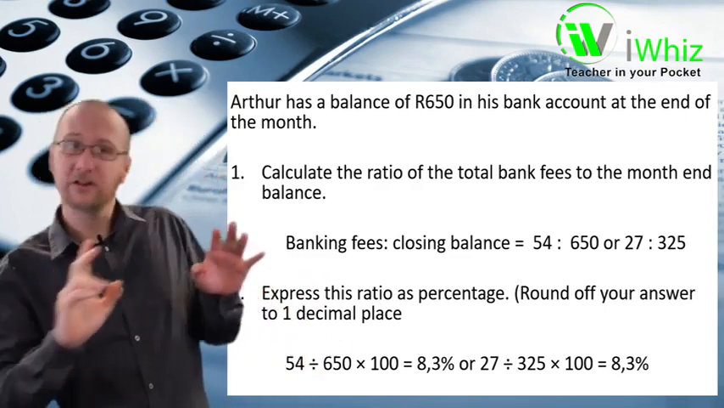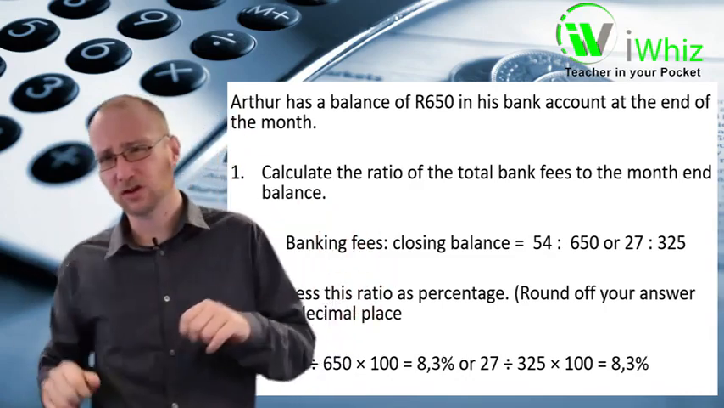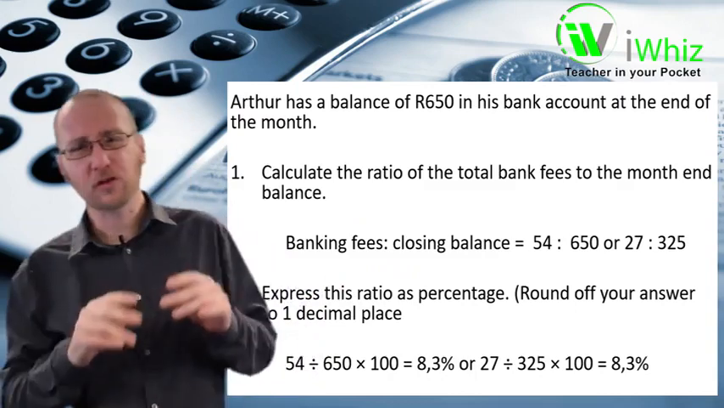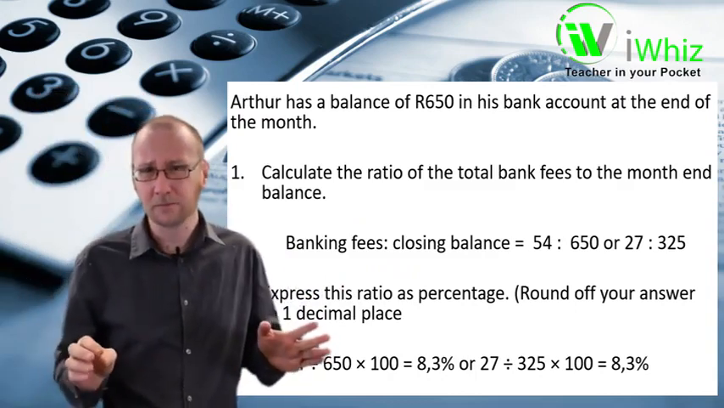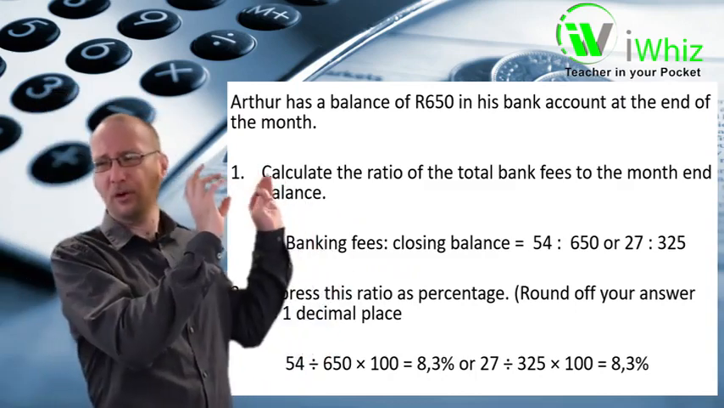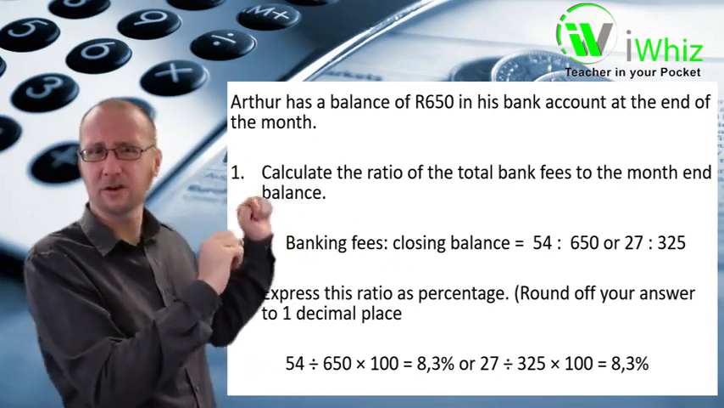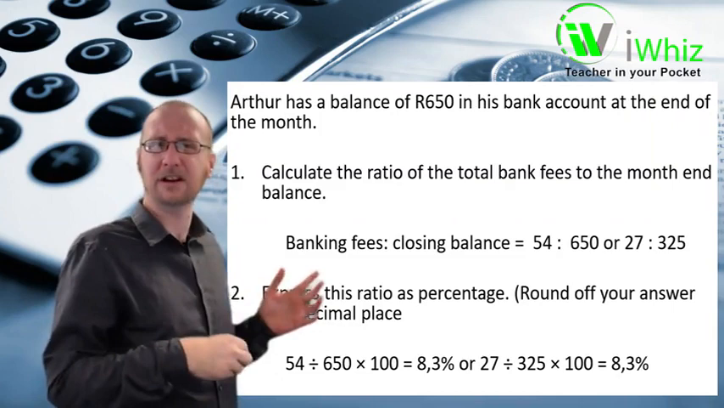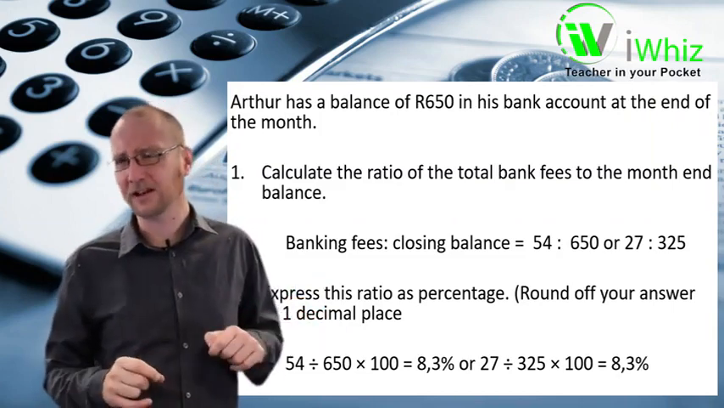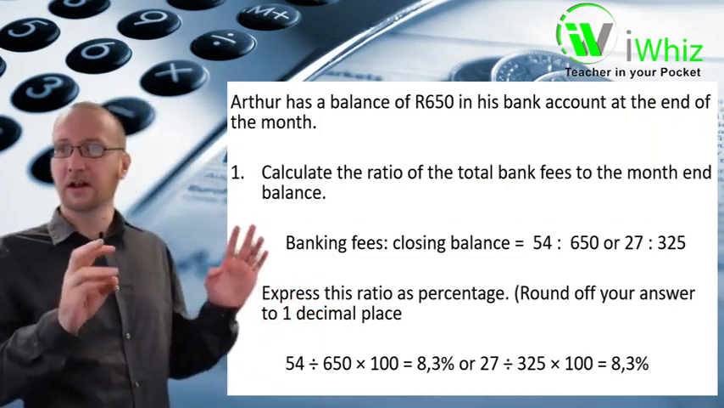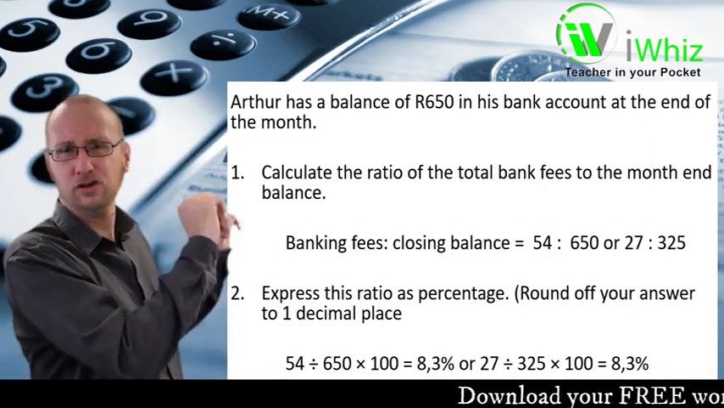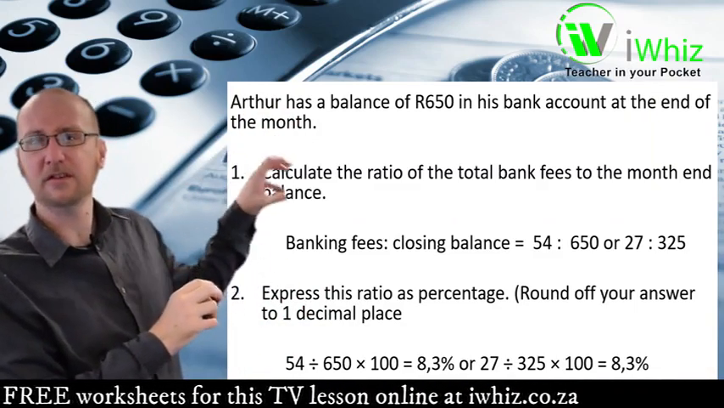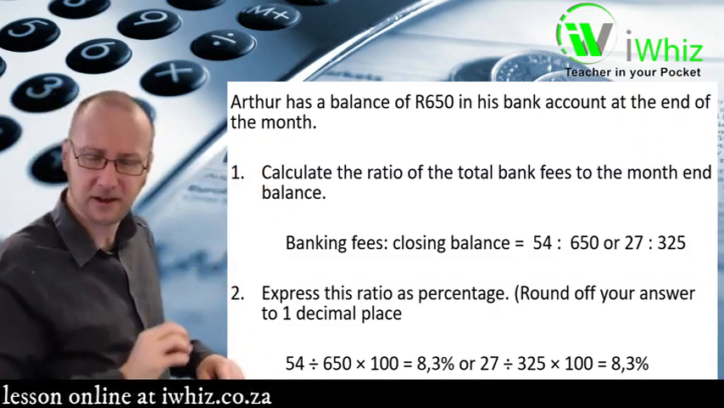So, guys, I hope you remember back to what a ratio is. It's when we are comparing two numbers, very similar to a fraction. So we know that he's got R54 of banking fees. He's got R650 in his account left. So the ratio will be banking fees to the closing balance, so 54 to 650.